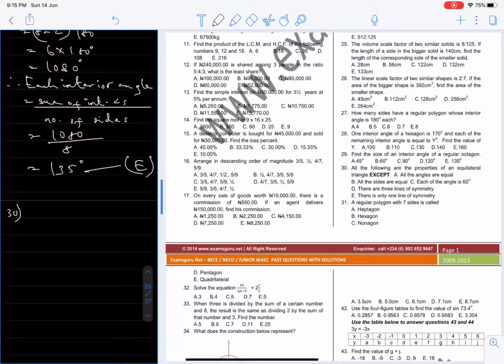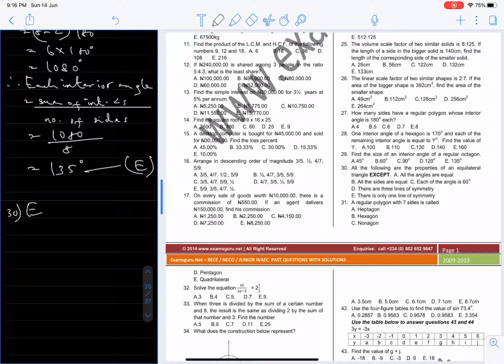There is only one line of symmetry, which is called a line of symmetry. There are 3 lines of symmetry. There is only one line of symmetry. Of course, that looks like there are 3. There is only one line of symmetry is the one that's not correct. The correct answer is E, there is only one line of symmetry.